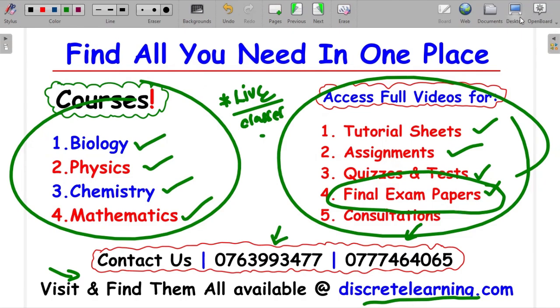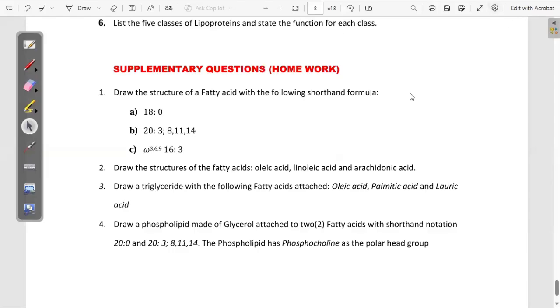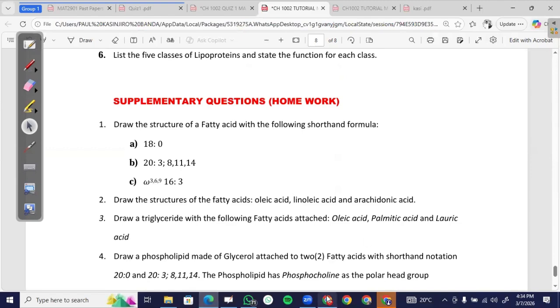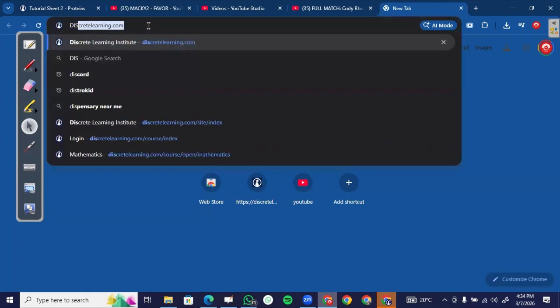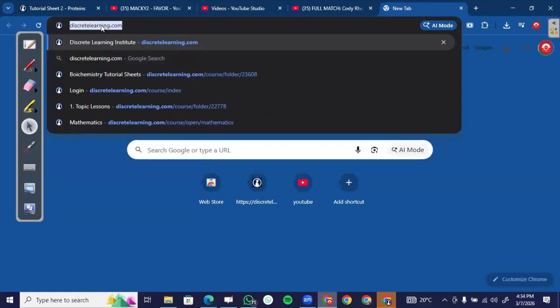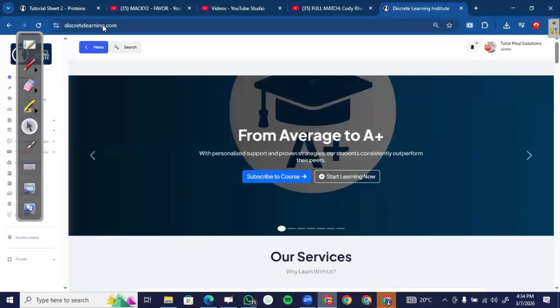All right, so now for those who have actually never seen our website, let me just show you. So you come to Chrome here, either on your phone, your PC, or even your tablet, and then you type in discretelearning.com. Type in discretelearning.com. So you can see there the discretelearning.com. And then just go to the same website.